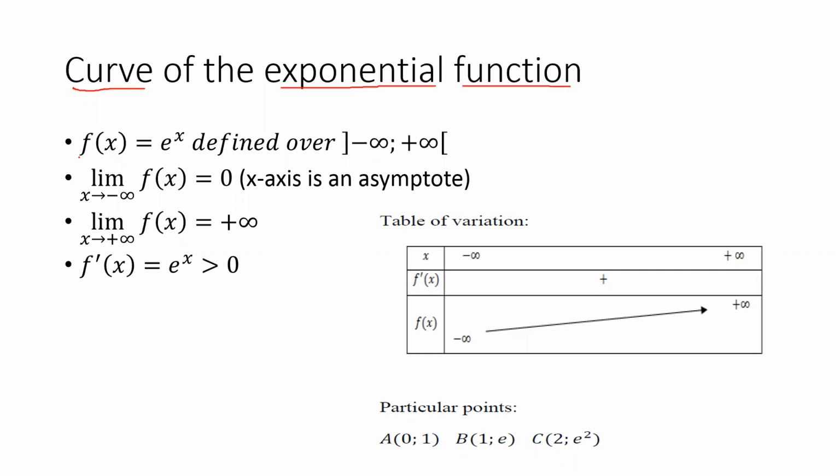The exponential function is f(x) equals e to the x. The domain of definition of this function is minus infinity to plus infinity. This function is defined over minus infinity, plus infinity. Yesterday we have seen that limit as x tends to minus infinity of f(x) equals 0. e to the minus infinity is 0.